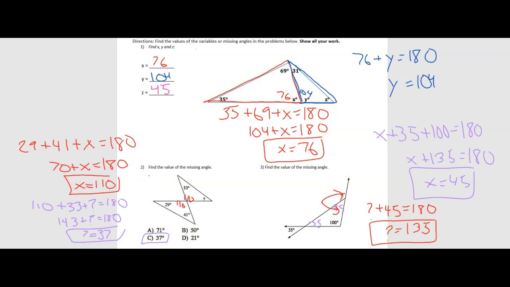I will say that we will have an easier way to solve number 3 by the end of this video. But that being said, let's talk about what some of these new things are.